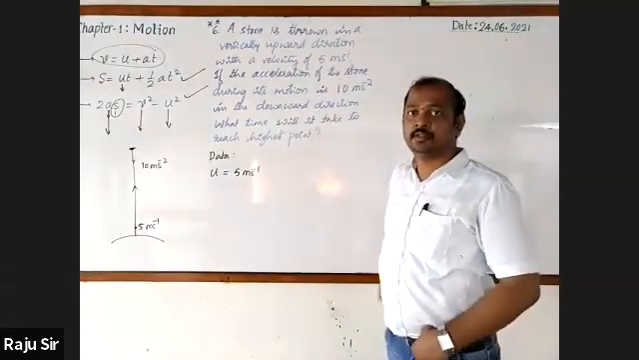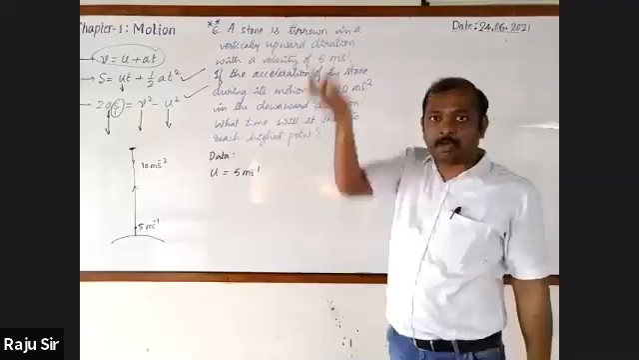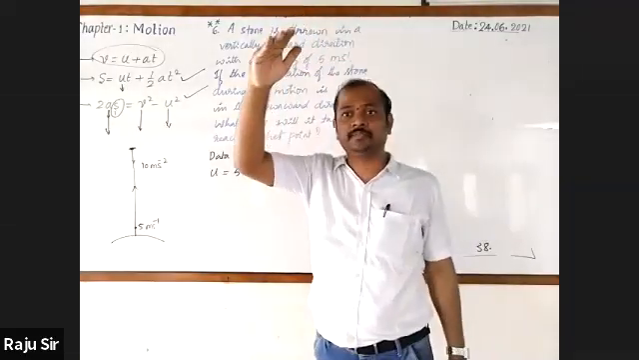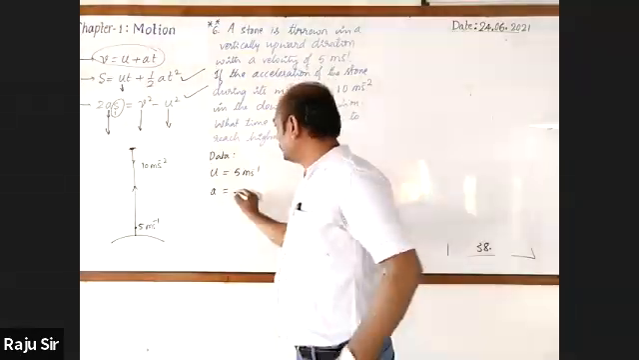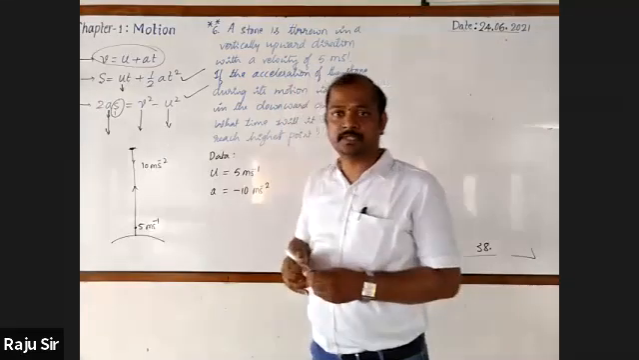Next, acceleration. As it is going up, the speed will go on decreasing. Deceleration. Negative acceleration. Positive or negative acceleration? Negative acceleration. How much? Minus 10. We will take minus 10 meters per second square.